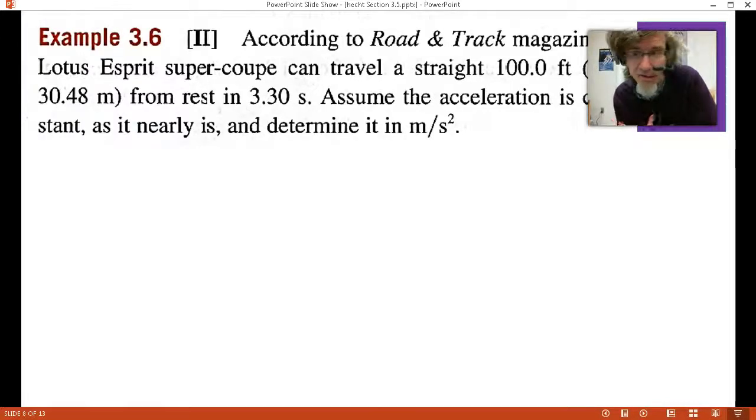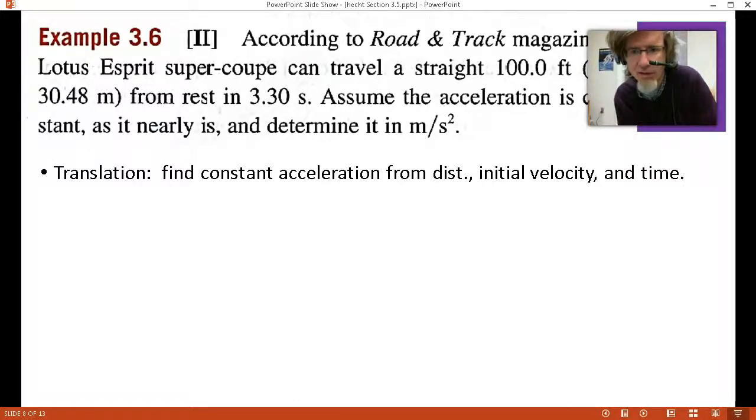As it nearly is, determine what the acceleration is in meters per second squared. So, translation. Remember, these steps are going to help. If you can do the translation, give and find, type of problem, procedure, and calculation. If we can do that, I think you can keep your way in this class.